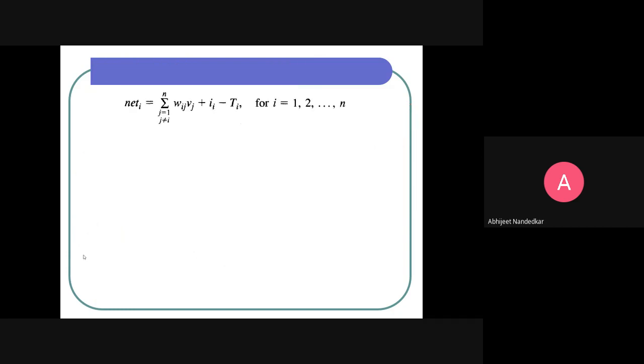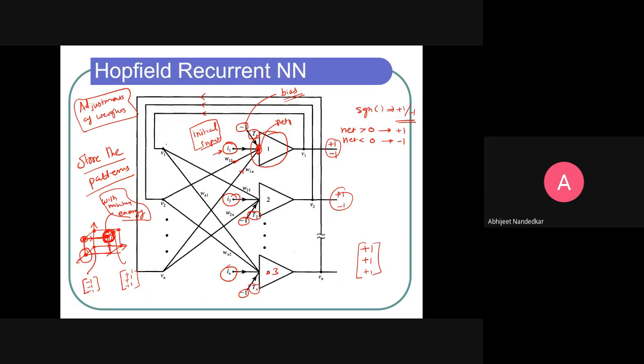Now the net value that is coming to a neuron can be given by net i is equal to the summation over j equal to 1 to n, so that is all the inputs, wij, all the inputs connected to the ith neuron multiplied by Vj, the input. But here you will see that j is not equal to i. So this is all about the feedback. Why is j not equal to i? Because self feedback does not exist.